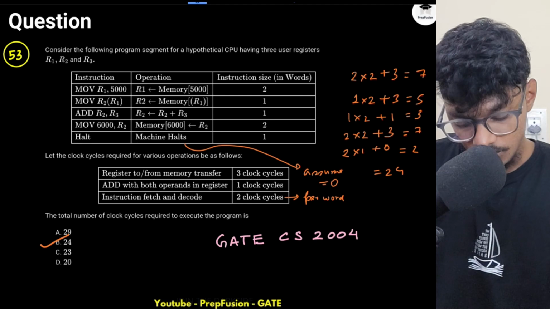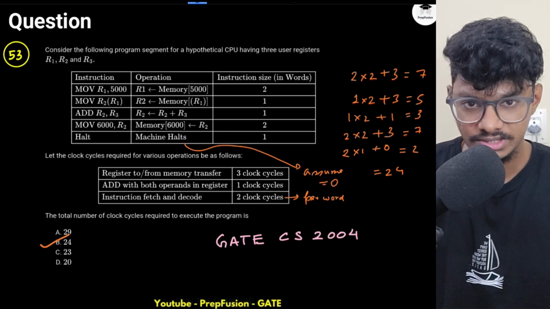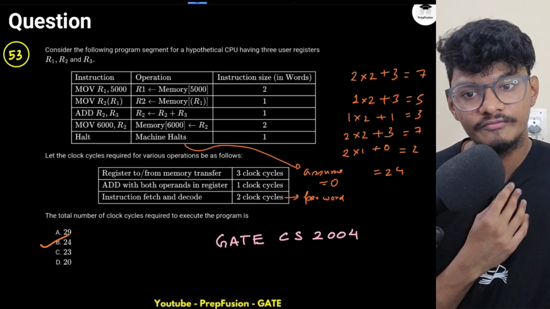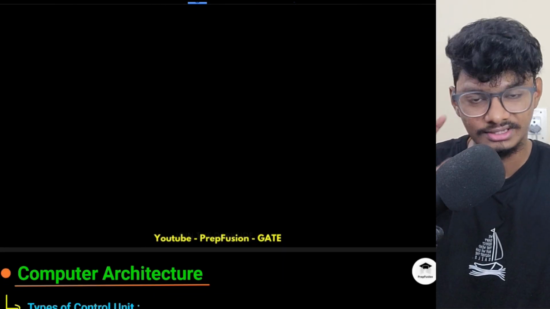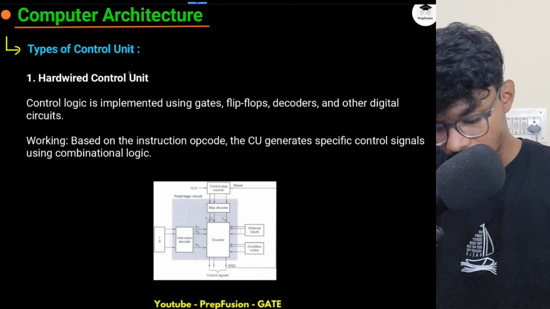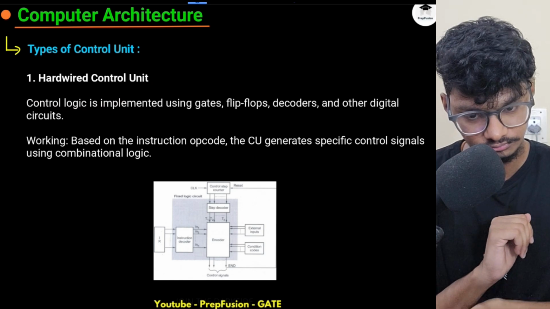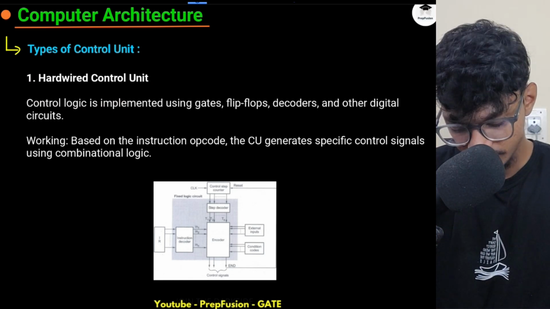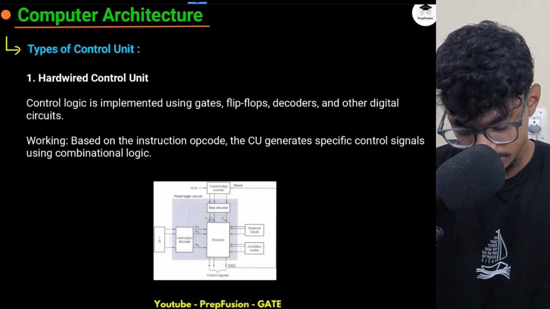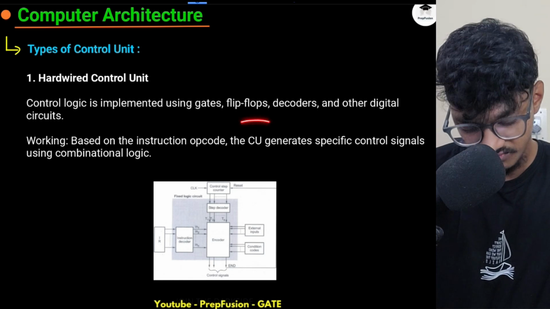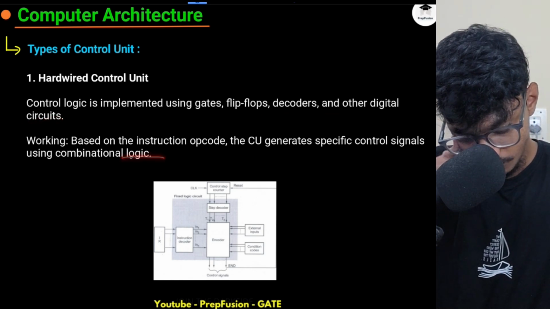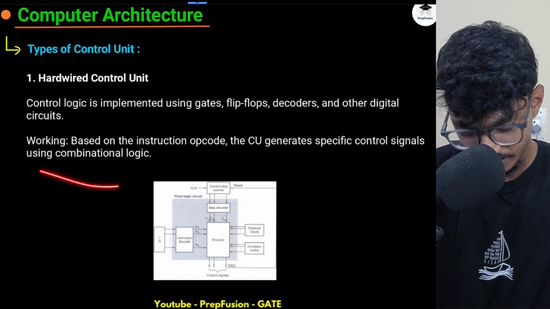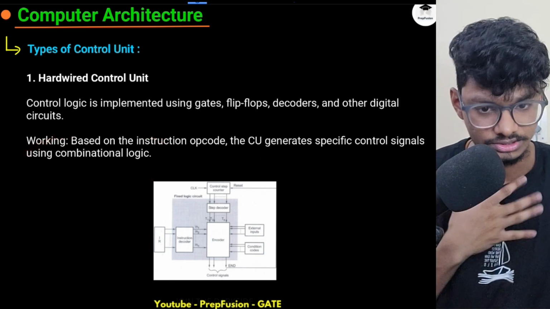So we have learned all this. We have learned about CPI and all those things. Now we will learn a few types of control unit. The first one we have already learned about, indirectly. It is called the hardwired control unit. In a hardwired control unit, the control logic is implemented using gates, flip-flops, decoders and other digital circuits, working based on the instruction opcode. The CPU generates specific control signals using combinational logic.